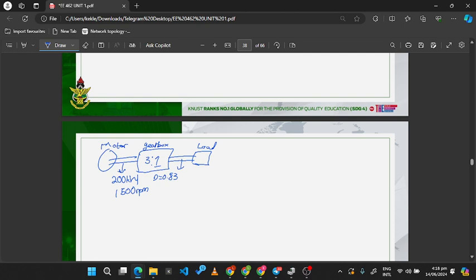So if we want to find the speed, we've been given the gear ratio. So the ratio of the motor speed to the load speed would be 3:1. So our load speed would be the motor speed over 3. And that's 1500 divided by 3, which is 500 rpm.